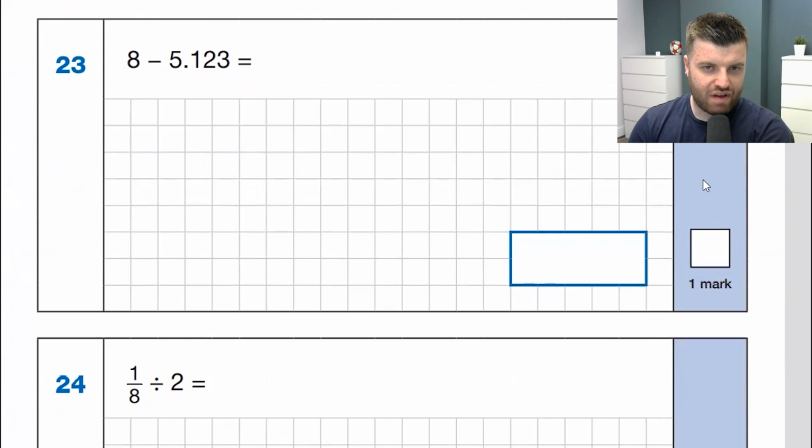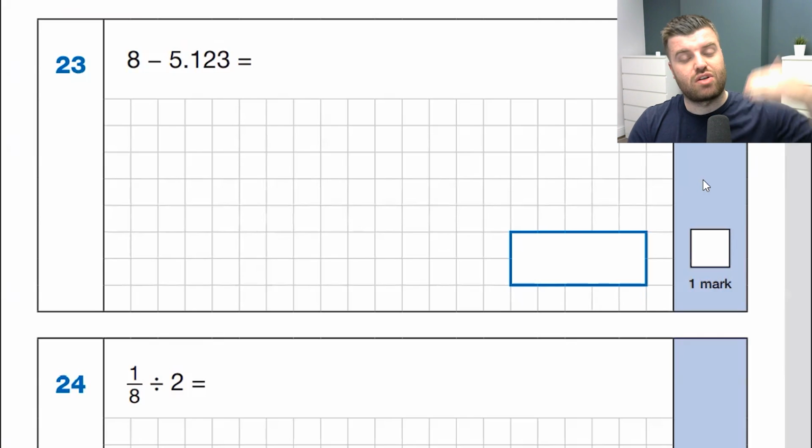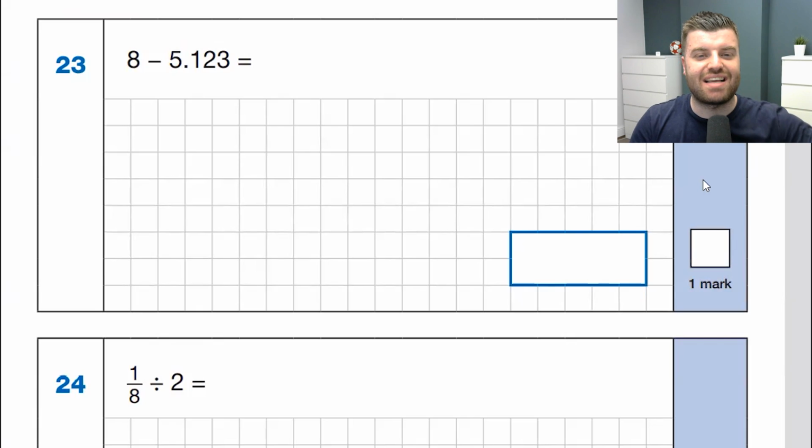8 subtract 5.123. Now, there are a few ways you can do this, guys. I'd like to use a little trick. I know when I'm going complements to 1, or in this case, complements to 8. We want to get to the next whole.